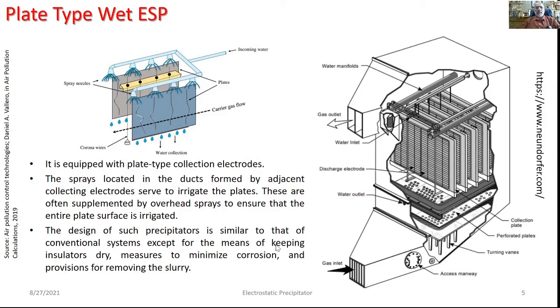The design of such a precipitator is similar to that of conventional systems, except for the means of keeping the insulators dry, measures to minimize corrosion, and provisions for removing the slurry. This cut section elaborates the arrangement of the plates as well as the water manifolds, the gas inlet and gas outlet, the discharging electrodes, the position of the vertical plates, the diffusers, and so on.